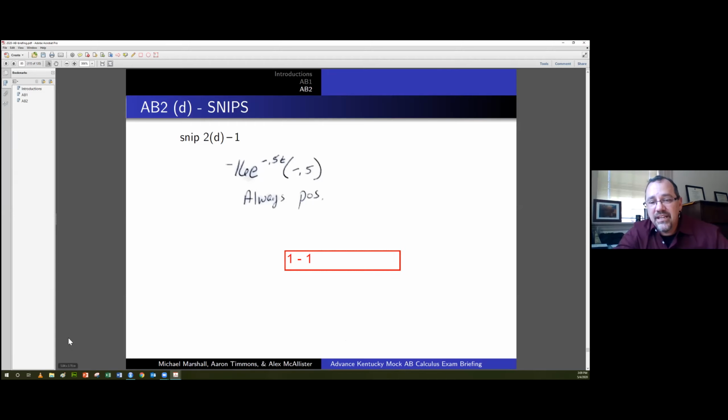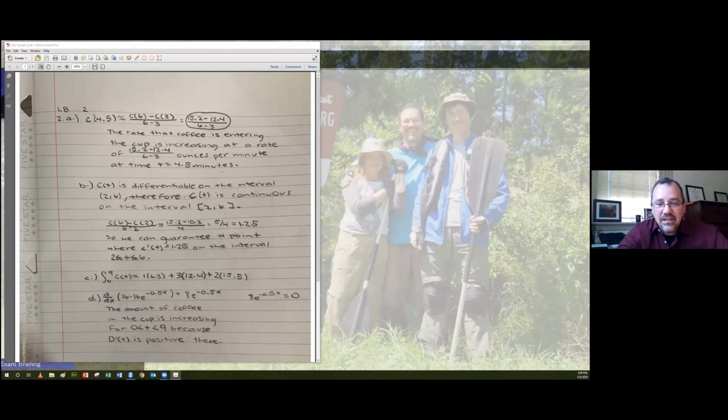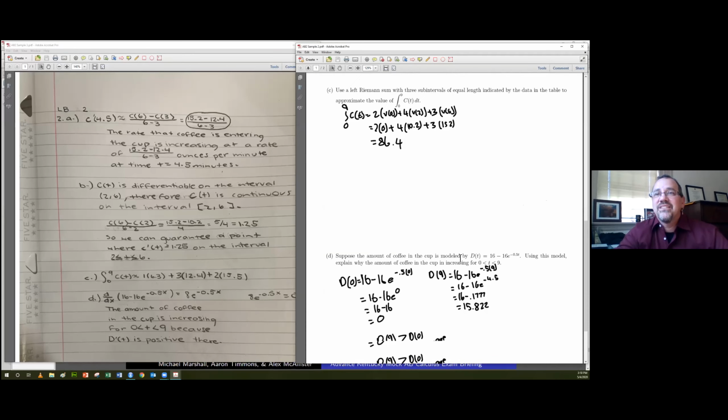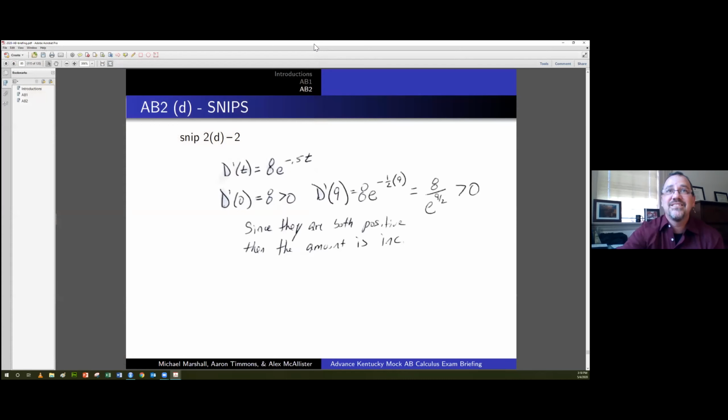And part of what's going on there is that there's the interval reference in the stem of the question. Let me pull up a different one, this one. If you look down on the question, it talks about increasing for, we've limited their world to that 0 to 9. So, okay, next one.